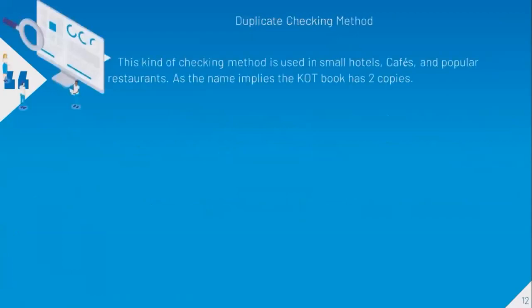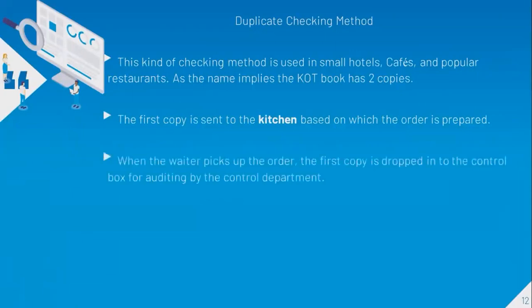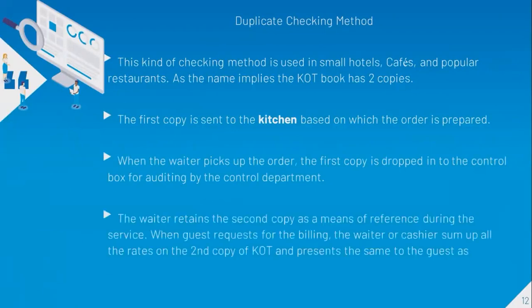Duplicate checking method. This kind of checking method is used in small hotels, cafes, popular restaurants. This has 2 copies. The first copy is sent to the kitchen based on which the order is prepared. When the waiter picks up the order, the first copy is dropped into the control box. The waiter retains the second copy as a means of reference during the service. When guests request for a bill, the waiter or cashier will sum up all the rates on the second copy of the KOT and it will be presented to the guest.